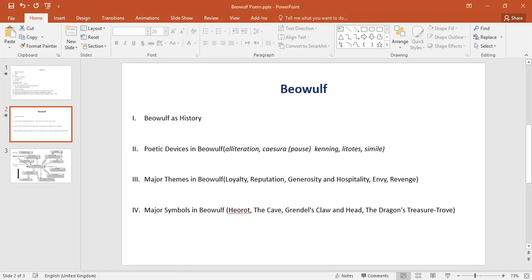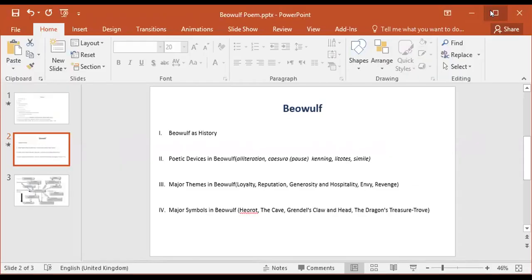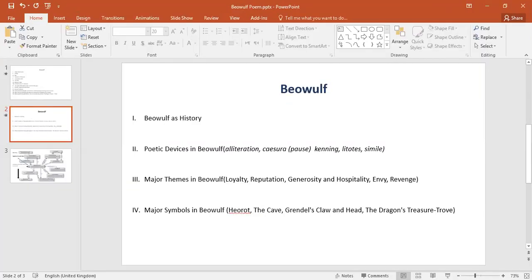So as you can see here, there are many themes in this poem. The first one is loyalty. Okay. Now, what is loyalty? So when you have the quality of being faithful to someone, that is loyalty.